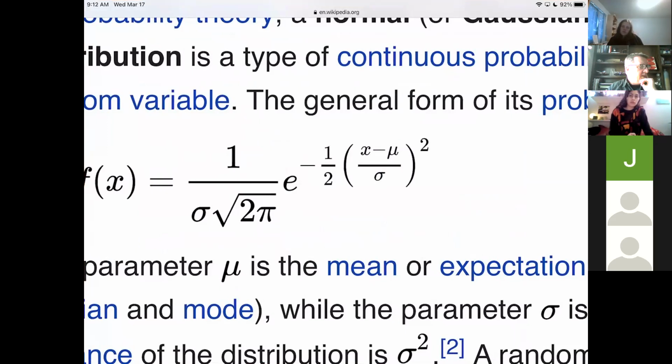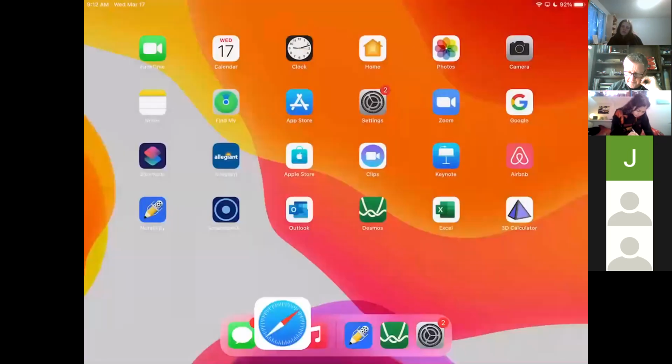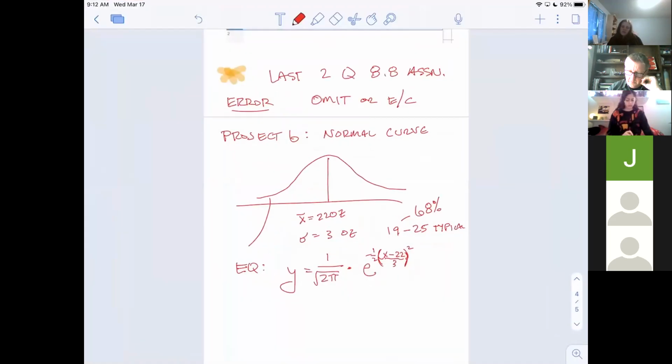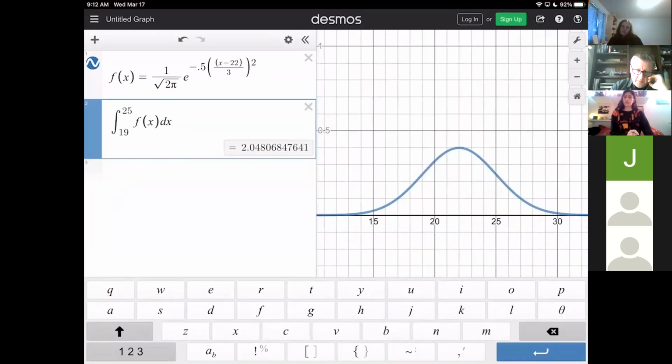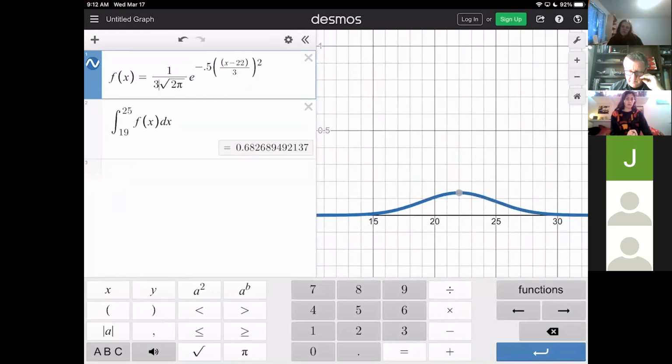Oh, look, I see something's missing. What's missing in my formula? There's a little sigma out in front of the square root of 2 pi. That's 3. So there's a 3 out there. So I got too much in a hurry. So, bam, 3. There we go. Fixed.